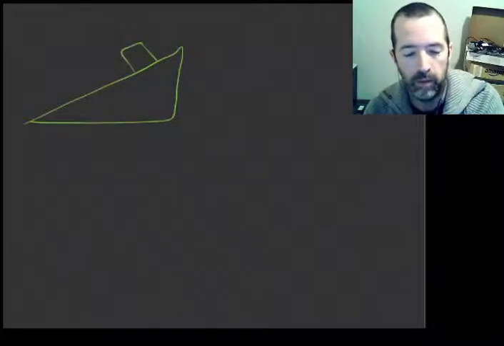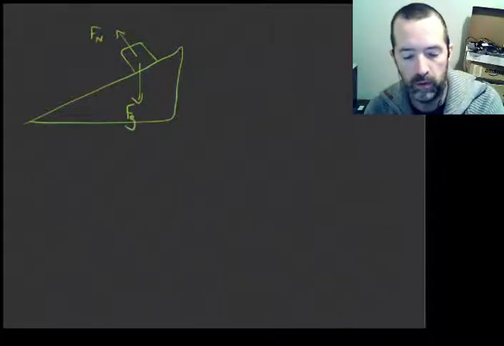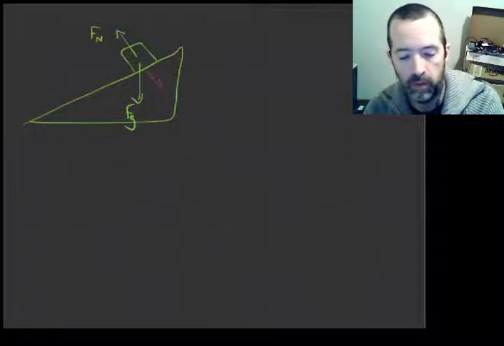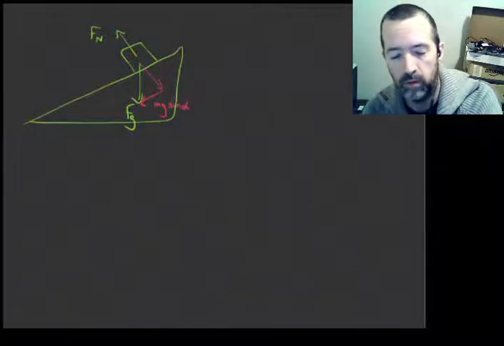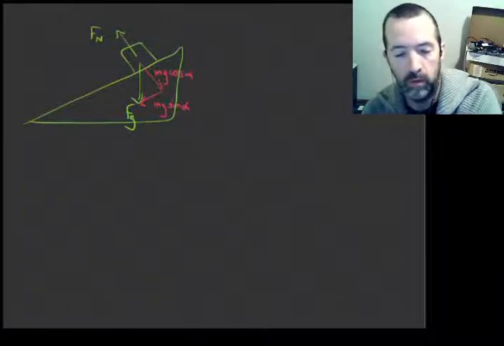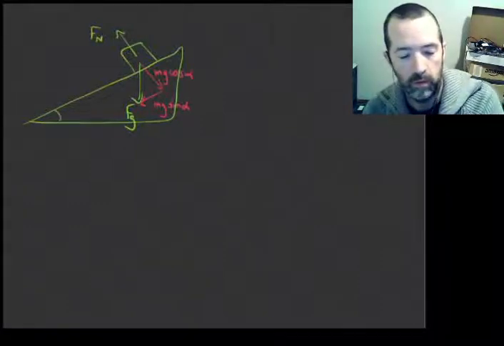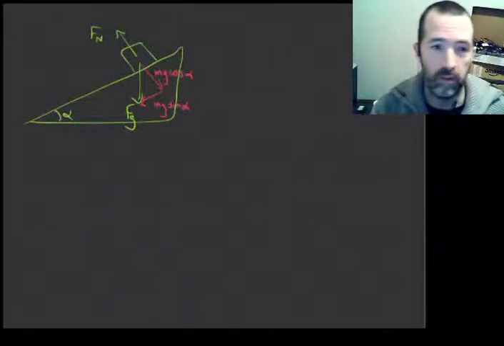Here's my block near the top. I know there's going to be a normal force. I know there's going to be gravity. I know that the gravity has components like this. So this one in the x direction is mg sine alpha. The one in the y direction is mg cosine alpha. The angle alpha is the slope of the ramp.